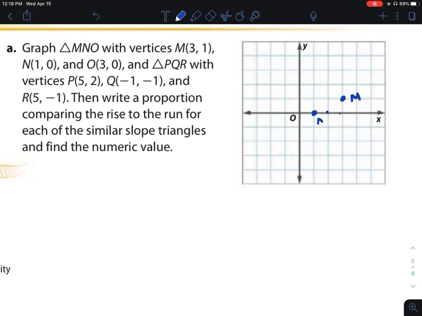It's point N. And point O is 3, 0. Okay. So this is triangle MNO. Okay. Let's do triangle PQR with vertices point P is 5, 2.